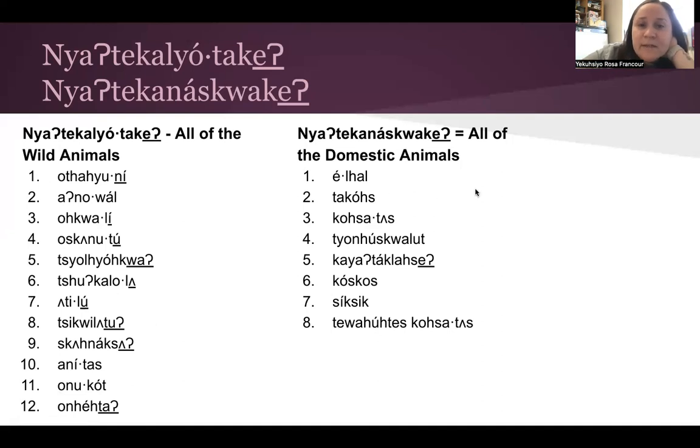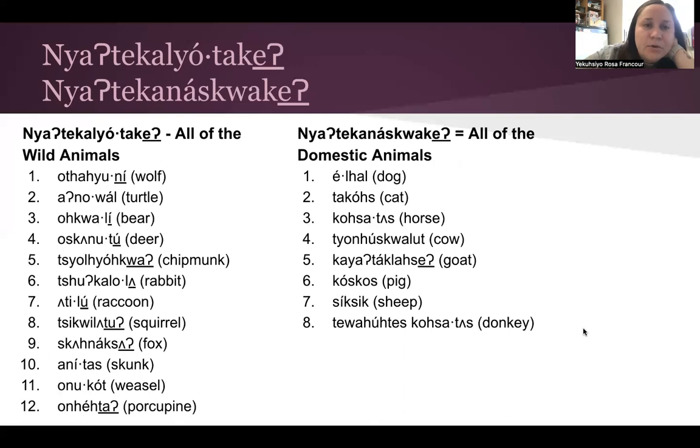Domestic animals. One, Eohal, dog. Two, Dagos, cat. Three, Gosadas, horse. Four, Jonhuskwalon, cow. Five, full word, Gayat Douglase. Whispered ending, Gayat Douglas, goat. Six, Guskus, pig. Seven is Siksik, which is a sheep. And then eight is Dewahuntes Gosadas. Try that. Dewahuntes Gosadas. And that is a donkey. All right, so those are our words.